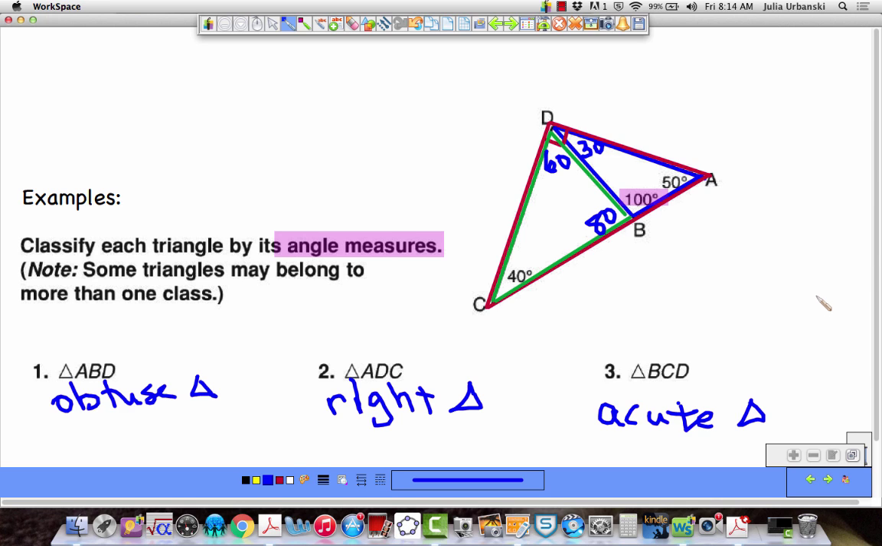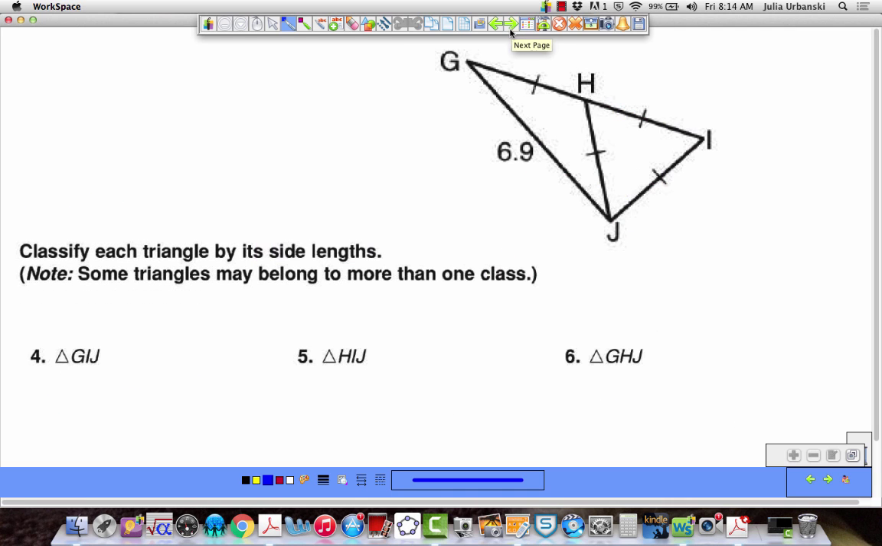And for the bottom, this time they don't want obtuse, right, or acute. They want words like scalene, isosceles, or equilateral. They want you to talk about the side lengths. So let me highlight them for you again. G, I, J. There's a lot of markings there. Those markings mean that those sides match. So this one is 6.9 with no markings on it. This one has one mark, but this one has two of those same marks.